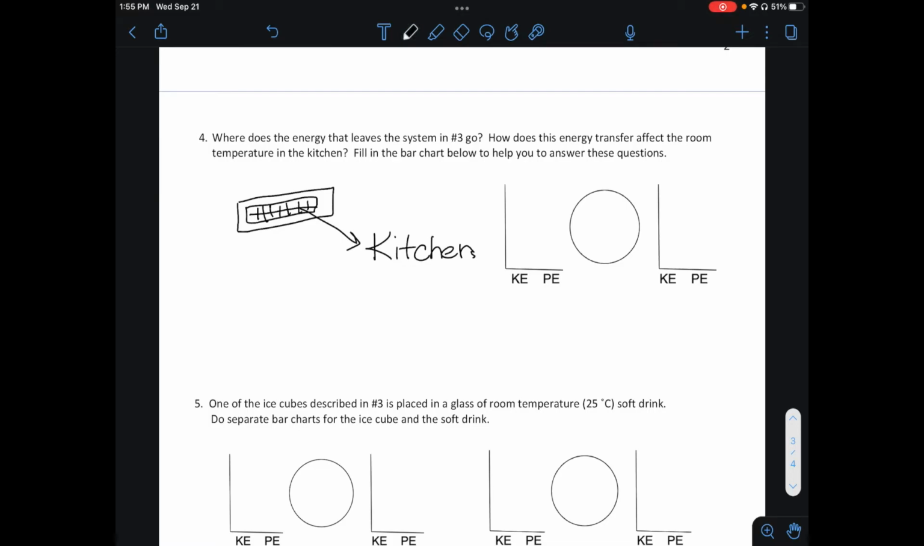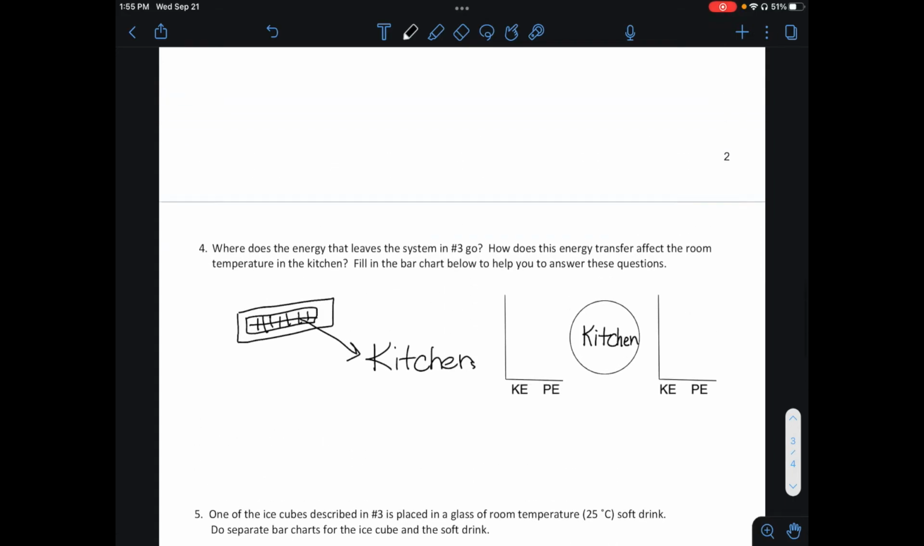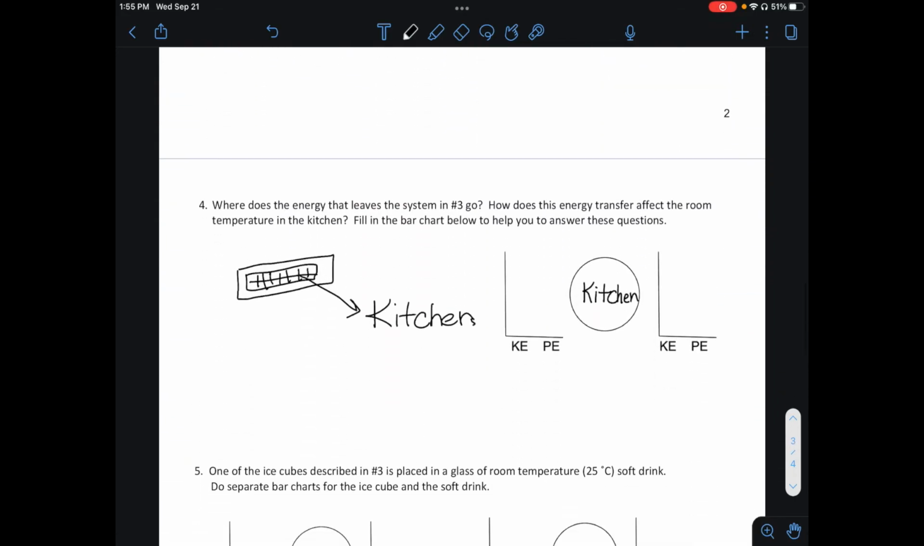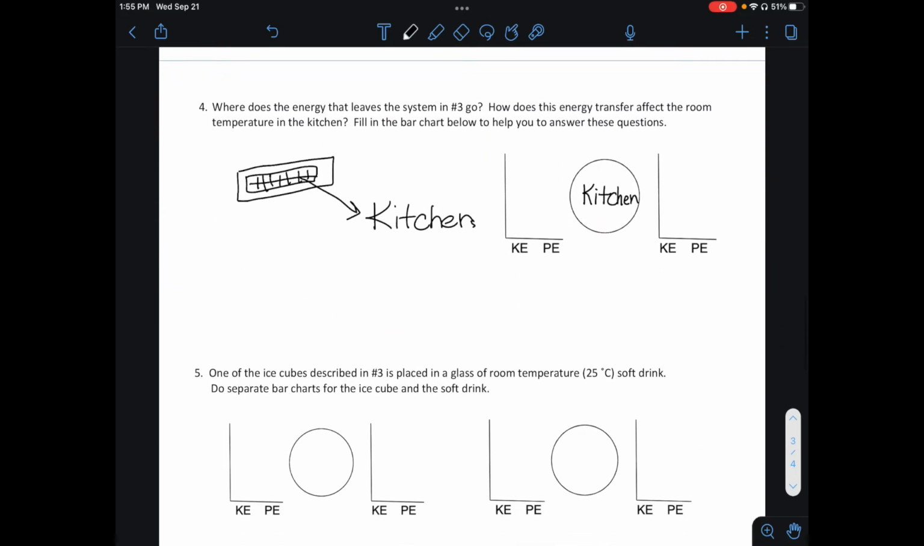So I'm going to go ahead and write kitchen in here, right? And I can remember that 2 blocks came out there as heat energy. So I'm going to go ahead first and foremost, and make 2 blocks enter into my kitchen.